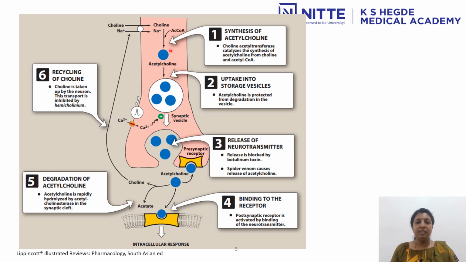So these are the steps in cholinergic neurotransmission. One is synthesis of acetylcholine. Second is uptake into storage vesicles, where it is stored till an action potential arrives at the cholinergic nerve ending, and there is release of neurotransmitter into the synaptic cleft. After it is released, it binds to the receptors and produces an action. Next step is degradation. Acetylcholine is rapidly metabolized by acetylcholine esterase to produce choline and acetate, where choline is recycled.